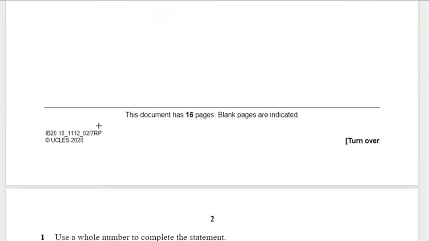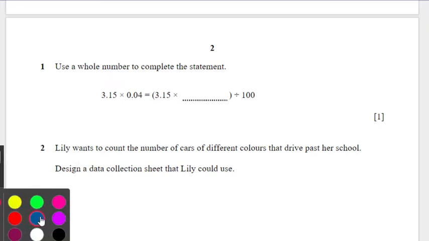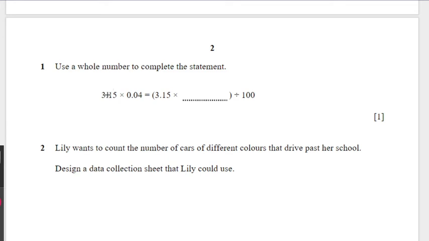Alright, question number 1. Use a whole number to complete the statement. Look here: 3.15 times 0.04. And here, if you notice, we also have 3.15, right? So these two are the same, which means this part here must be 0.04. So how do we get 0.04?